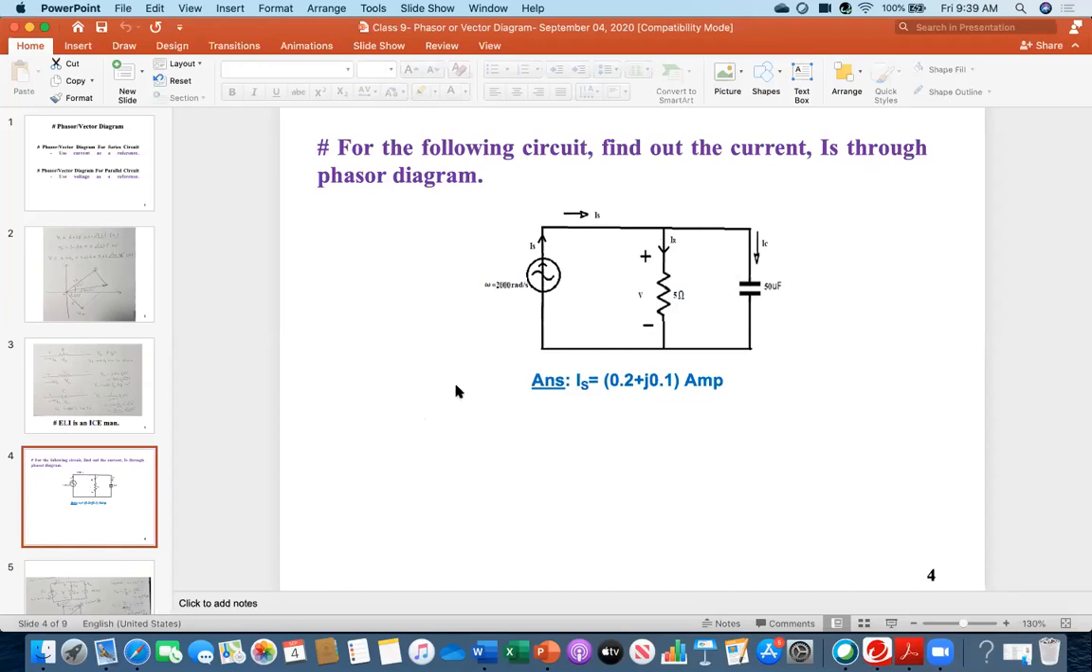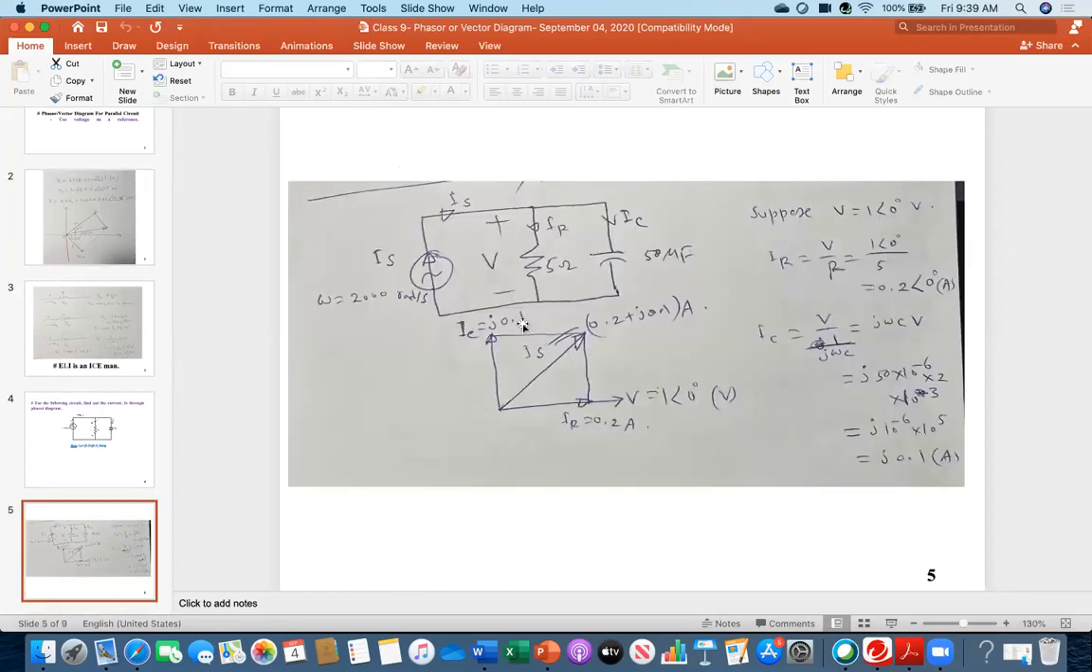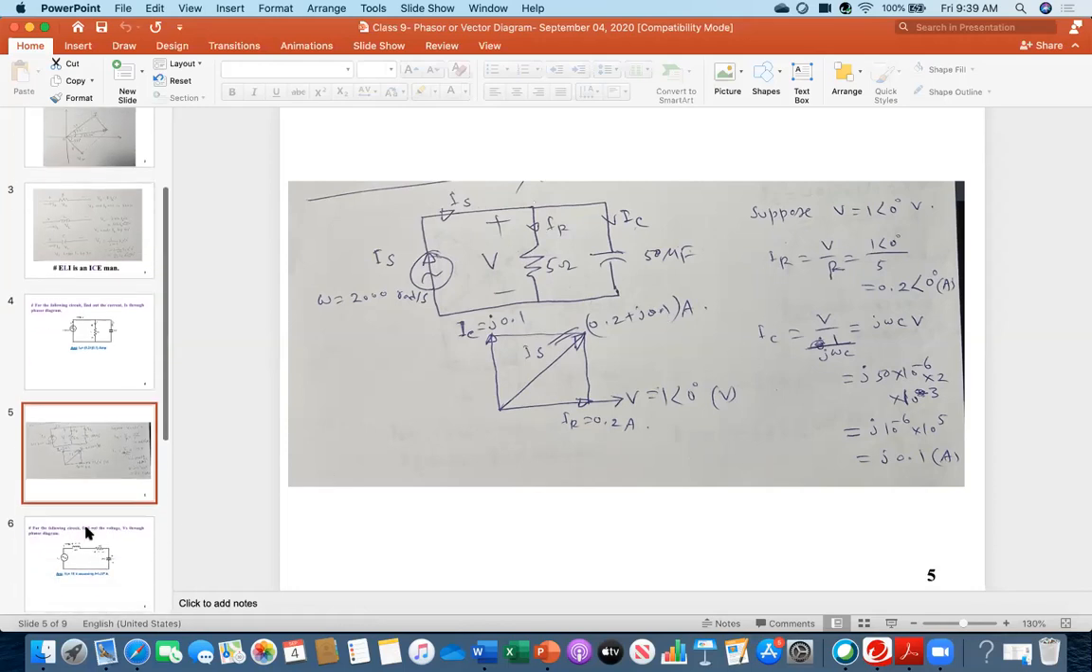Now see that I have done this. That was the circuit. You see, I have drawn a phasor or vector diagram, and with its help I can solve that. Now everybody see, this is a parallel circuit, right? There is a current source, and that current is divided into two parts. This is a parallel circuit.